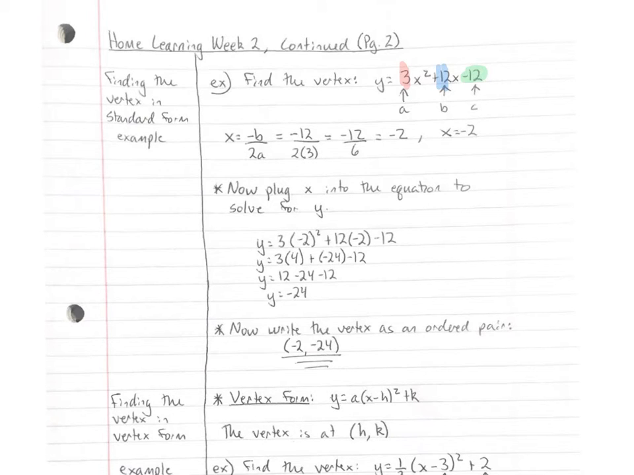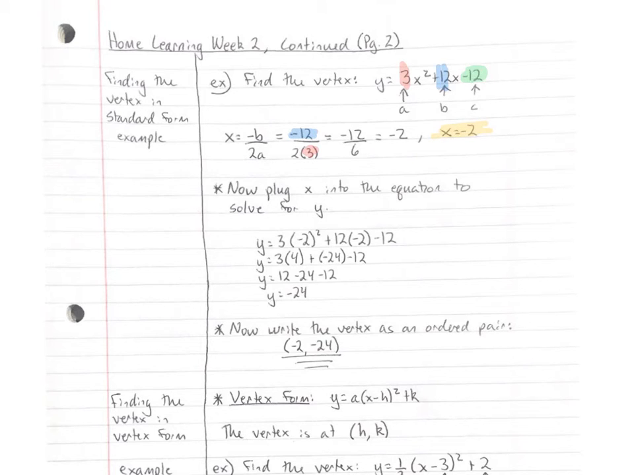Now, in order to find the x value of my vertex, I need to plug the values into my equation. Opposite of b is negative 12, so I plugged that in right there. Then it's 2 times a, so 2 times 3. Then we just do order of operations and simplify. Negative 12 over 6, you divide, and you get negative 2. So the x value of my vertex in this one is negative 2.